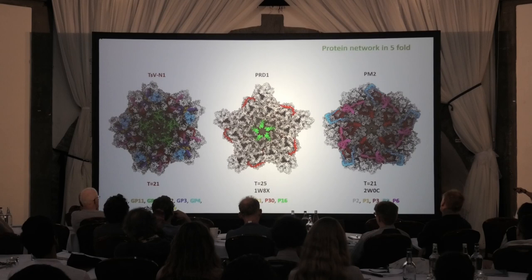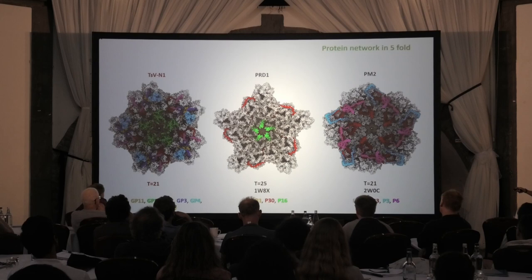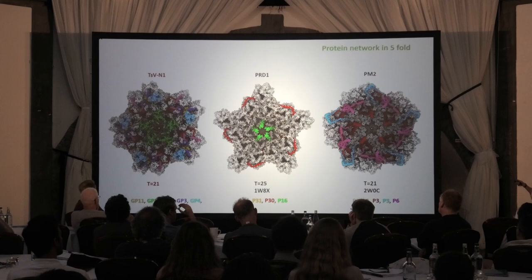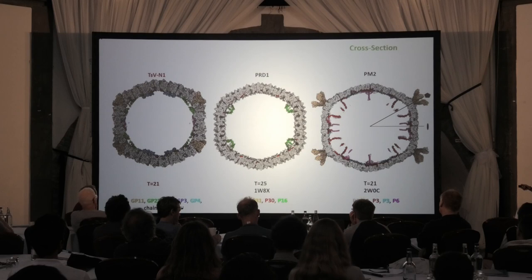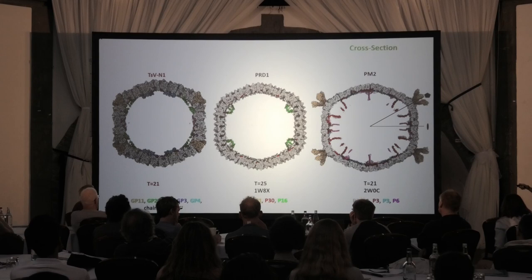The protein P16 is located in the fivefold axis. In the case of TSDN1, it is P22. But in PM2, there is not any protein in this position. For PRD1, this protein goes down towards the core of the particle. In the case of TSDN1, it is completely flat. The only protein going down towards the core is GP4, located in the threefold axis.